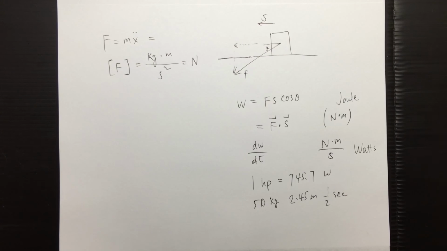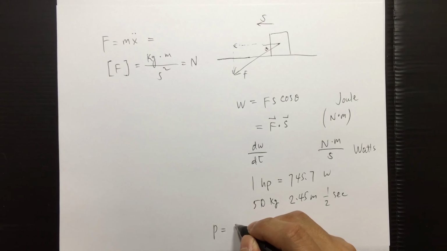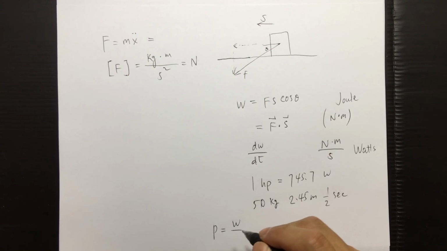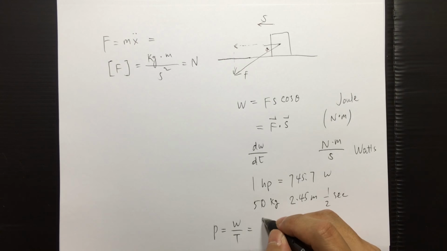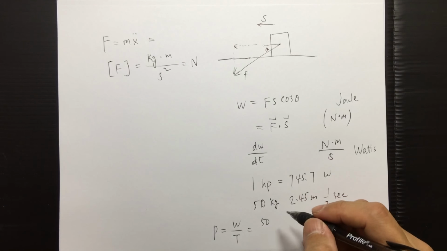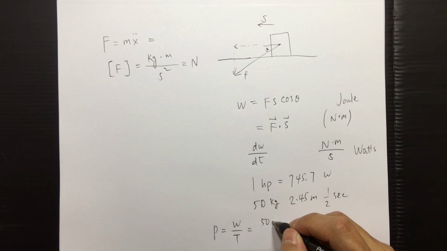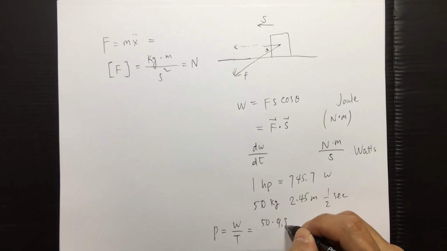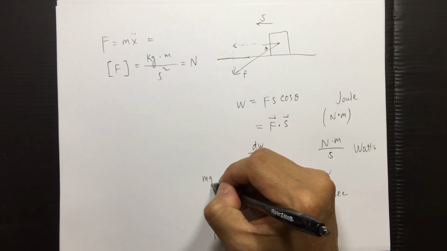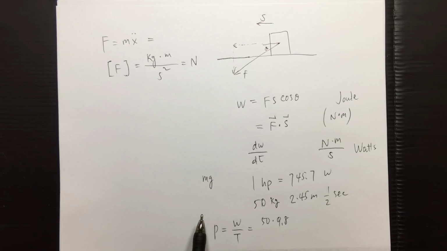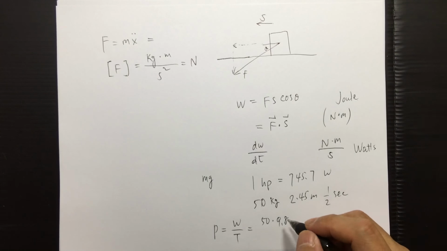I'm going to just write this out. The power is the work divided by time. So it's 50 kilogram, 9.8. This is gravity, mg. He's overcoming mg, overcoming the gravity, for 2.45 meters.